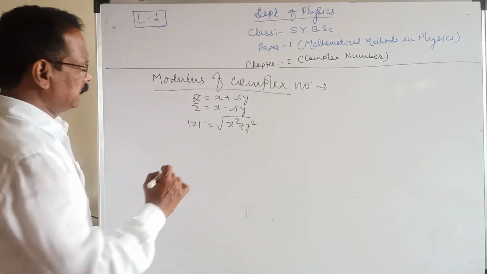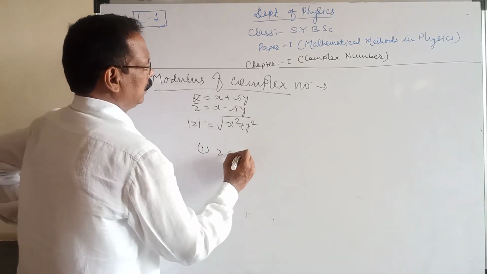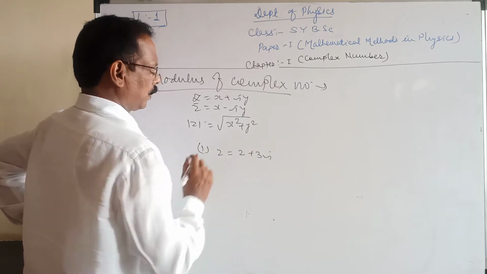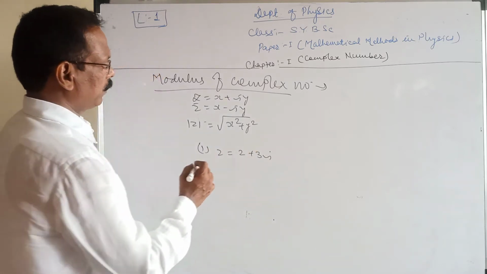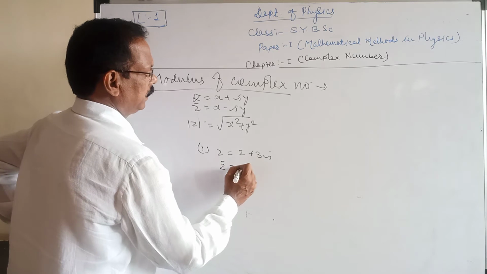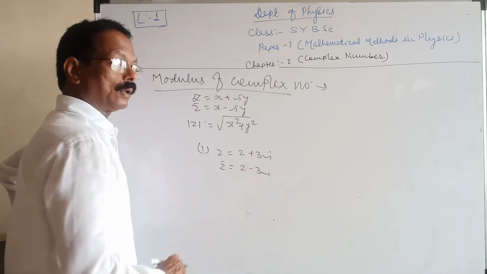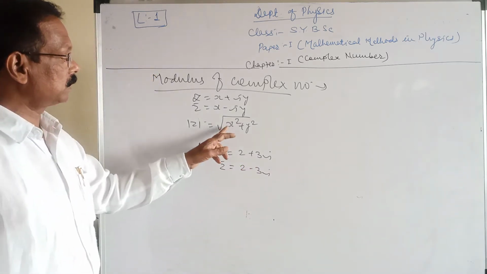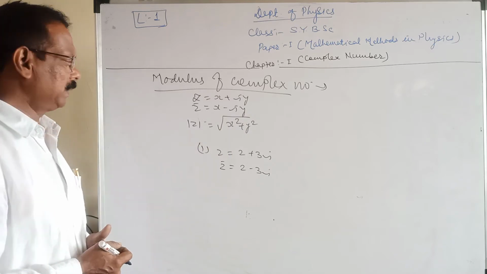Now suppose the example is z is equal to 2 plus 3i. Find mod of z. What is its complex conjugate? Z bar is equal to 2 minus 3i. Without wasting time on calculation, by using this formula we can easily find the mod of z.